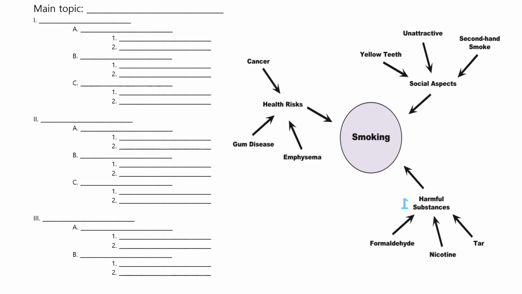So for me, I'm going to talk about harmful substances first, because I feel these harmful substances lead directly into health risks. So you smoke cigarettes, you get this nicotine, formaldehyde in your system, and it causes a lot of health problems. And then the third aspect I'm going to talk about are the social aspects.